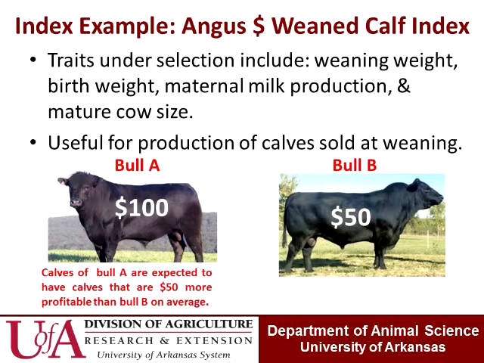So here's two bulls. Bull A has a selection index value of $100, bull B $50. And what that means is that in this case, if you compare those two bulls to decide which one you wanted to use, calves of bull A are expected to be on average about $50 more profitable than those of bull B. So it's a nice way to put things in terms of a real economic value in your particular enterprise.